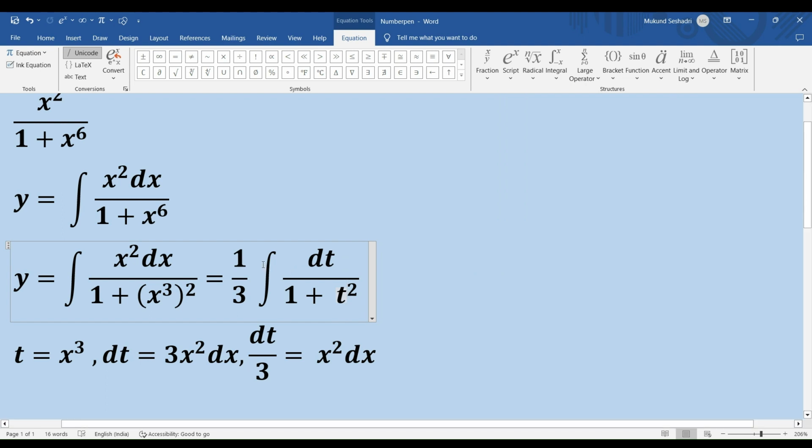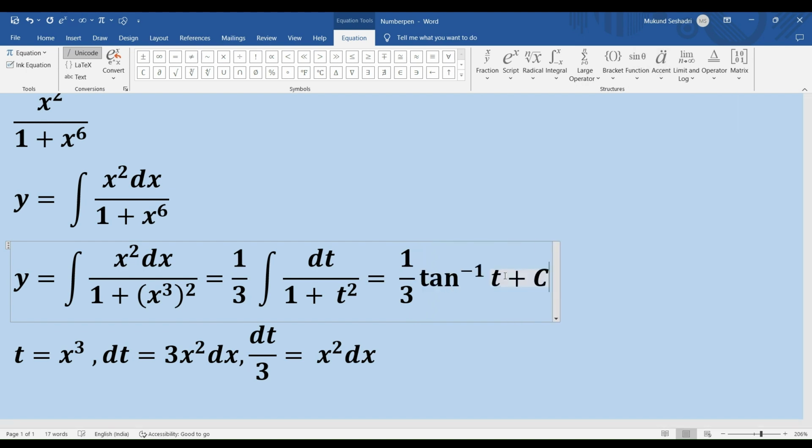Now the integral we have out here is something which is very, very familiar to me because I know that d by dt of tan inverse of t is equal to 1 by 1 plus t square. Therefore tan inverse of t is the antiderivative of what we have on our screen right now. So let me write down my final answer. 1 by 3 times tan inverse of t plus c, right?